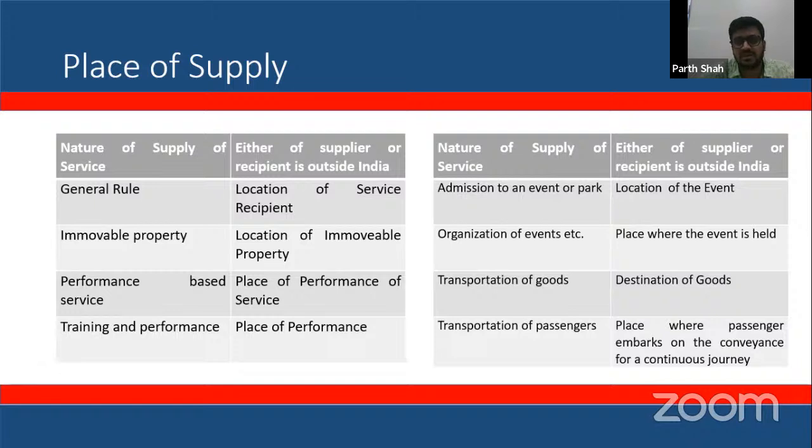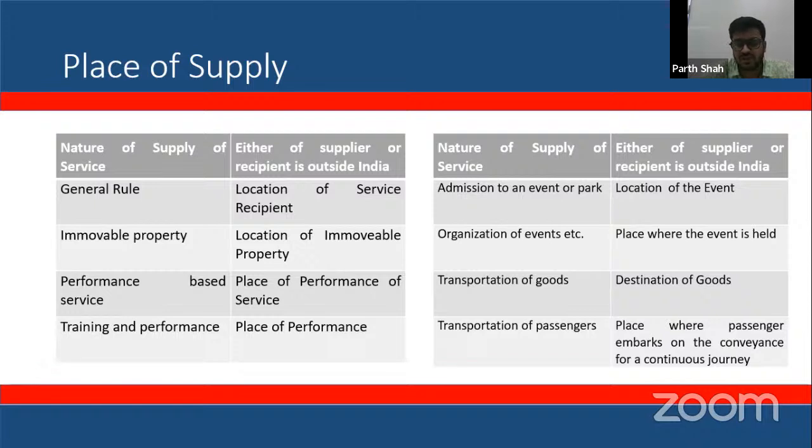The next one is admission to an event or a park. So if for an event, your company has appointed you to attend the event, which is in say Bangladesh right now, you go there, you have purchased the admission ticket to that event. In that case, are you liable to pay tax? The answer is no, because the location of the event is again outside India. Assuming the service provider is also outside India, in this case also you will not be required to pay tax. Similarly, organization of events will be determined based on where the event is held. Transportation of goods.